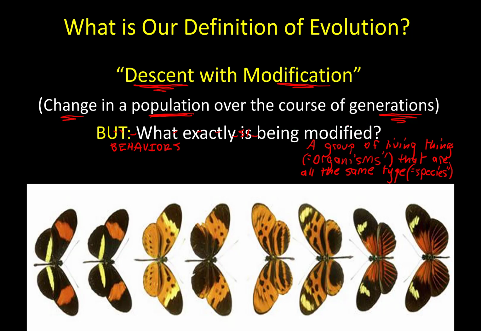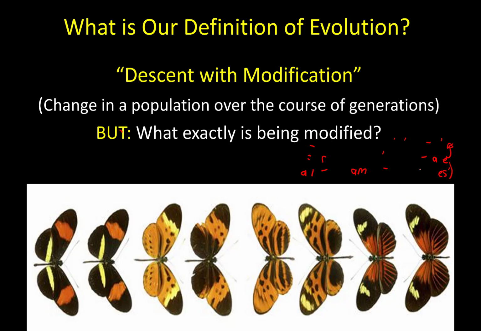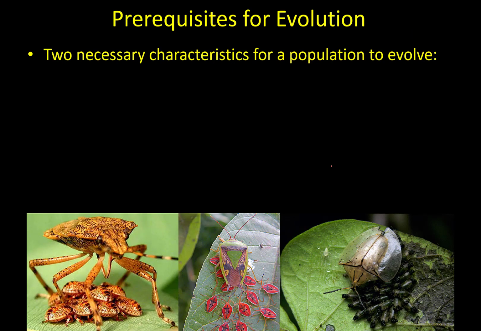So the big question is, if things are being modified in this population, and we know those things could be characteristics, they could be behaviors, where do those characteristics and behaviors come from? What controls them? Because that controlling factor is what's actually being modified in the population. So we're going to answer that question next.